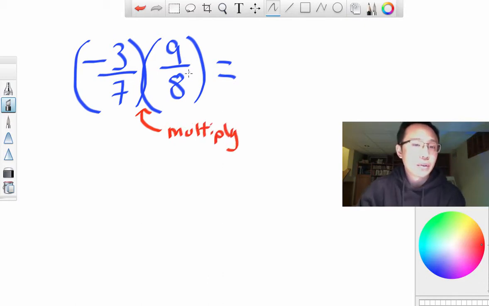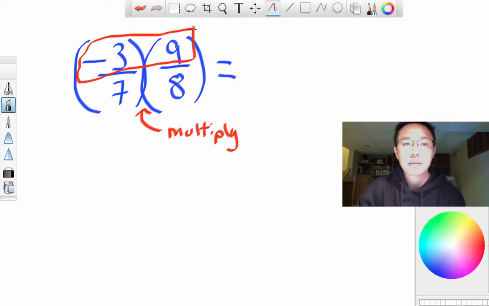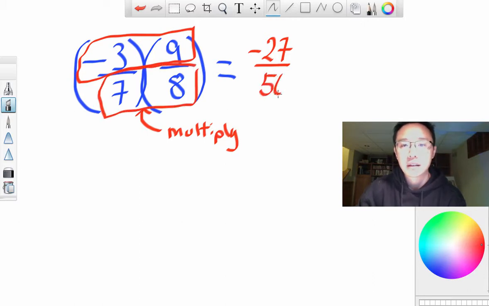And then when you know that it's multiplying fractions, all you have to do is multiply the top numbers. So -3 times 9 is -27. And then the bottom 2 numbers, 7 times 8, that is 56. And that's your answer. I think maybe you can reduce this one, but I'm just going to leave it for now. But you can see that you have your negative sign times this invisible positive sign, which is your negative.